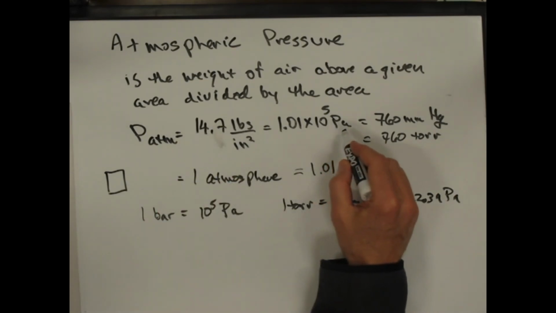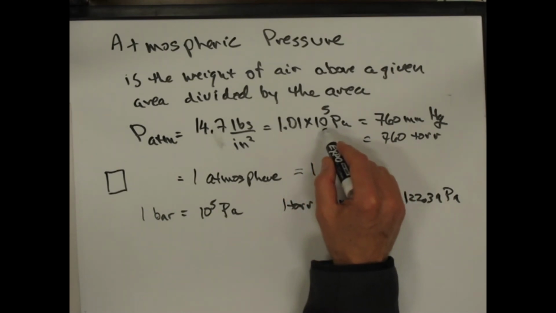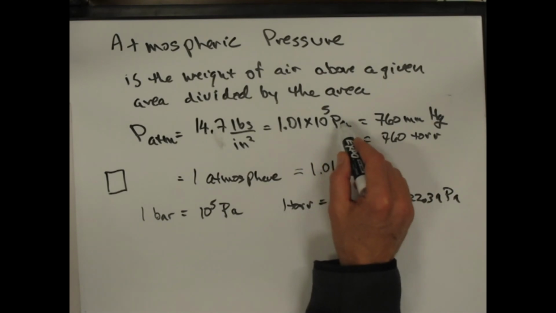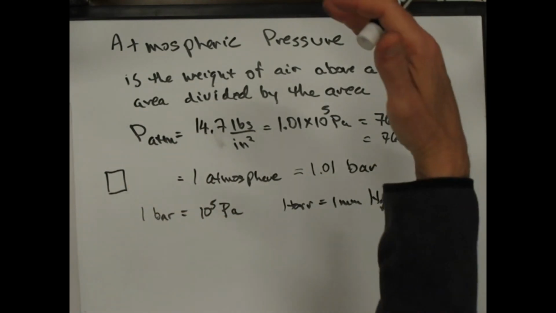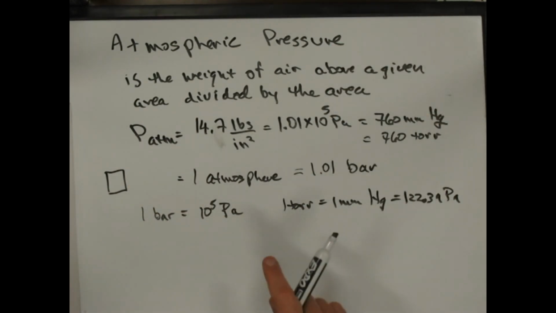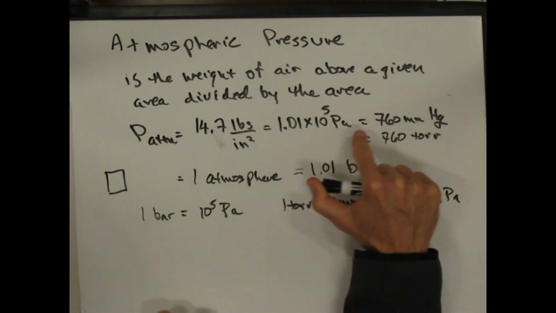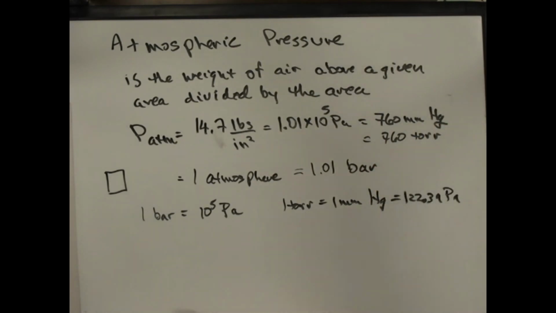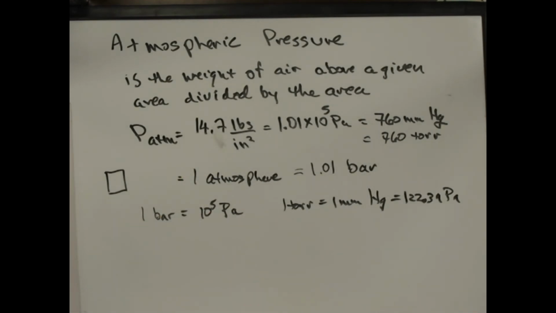Or if you remember, a pascal is a newton per square meter, there'd be 101,000 newtons if this box was, instead of a square inch, a square meter, right, really big, all the way to the top of the atmosphere. There'd be 101,000 newtons of air. That would be the weight of the air in that. You get the same weight in 760 millimeters of mercury. A column of mercury a little over 3/4 of a meter high would give 14.7 pounds per square inch.